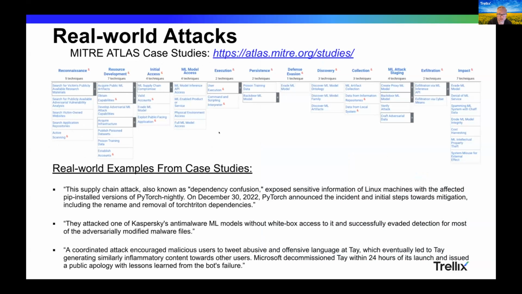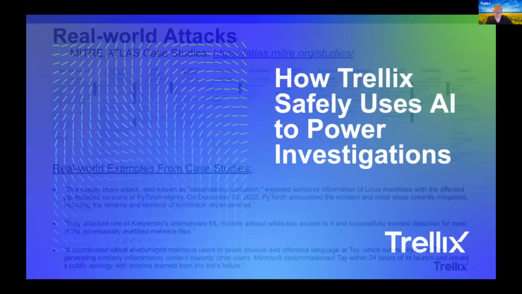MITRE has their ATLAS attack framework here, which covers LLM application security. They even have a list of real world case studies, from supply chain attacks, where things like PyTorch, which is one of the most important AI libraries, was actually hacked, and so they had a big supply chain attack on that, to things like getting around existing security infrastructure, all the way to actually using it to write bad code.